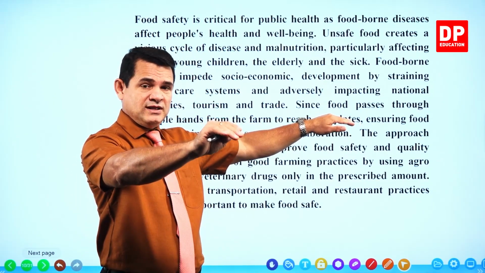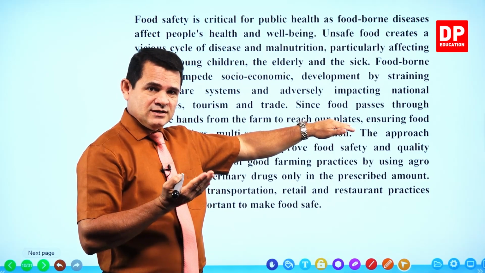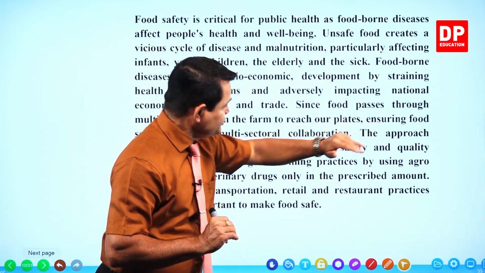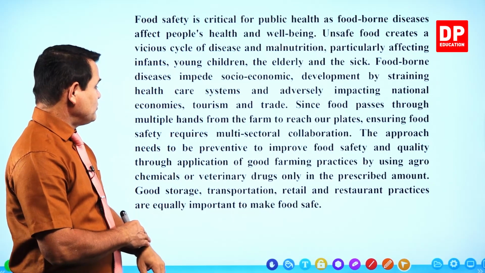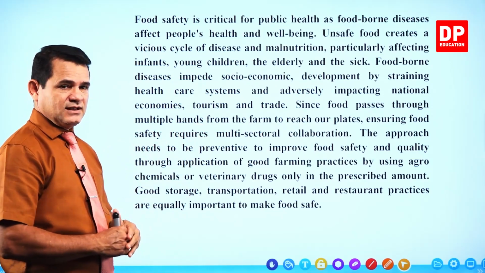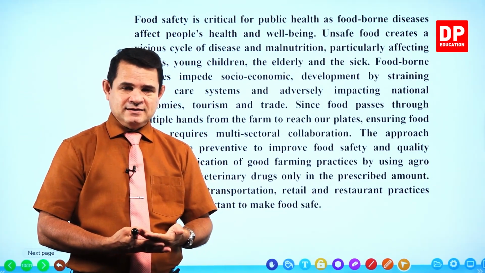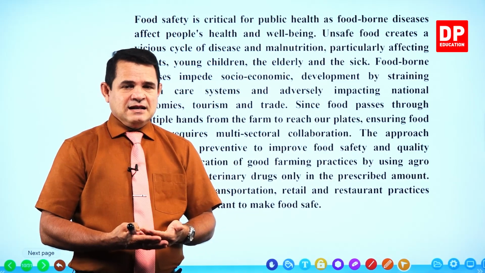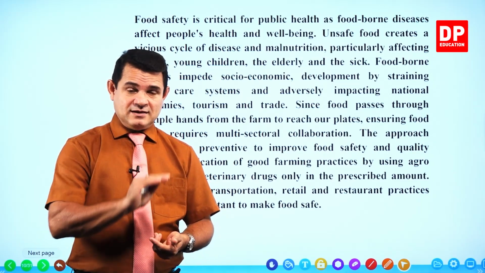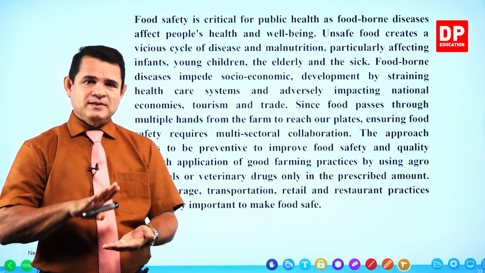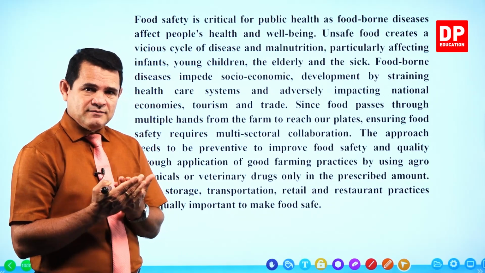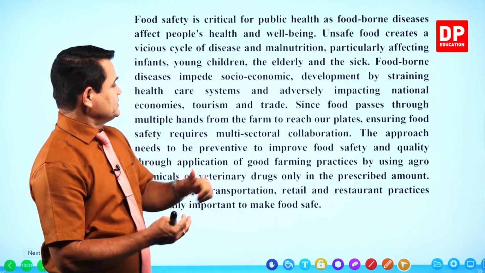From the farm to our plate, how many hands have touched our food? Ensuring food safety requires a multi-sectoral collaboration. So when the food comes to our plate, before that several hands touch it from the farm to the plate. So to look at the safety of food, it passes through many hands.